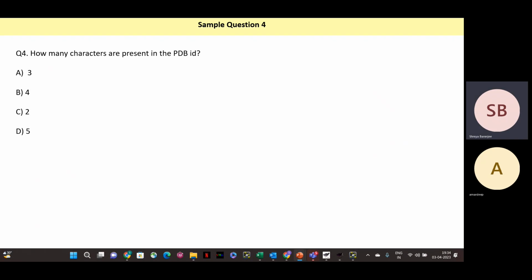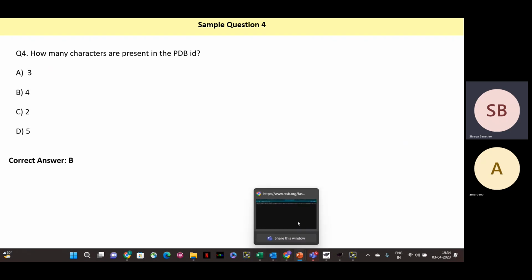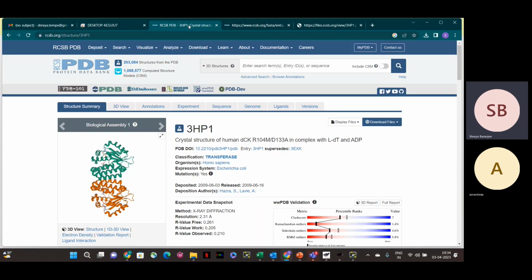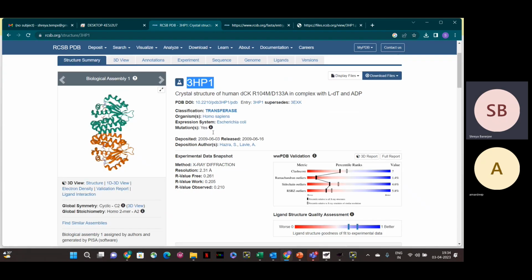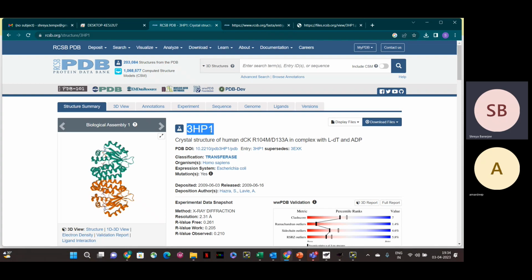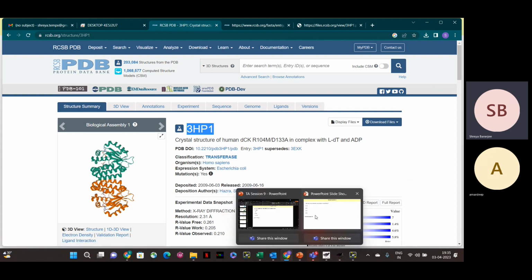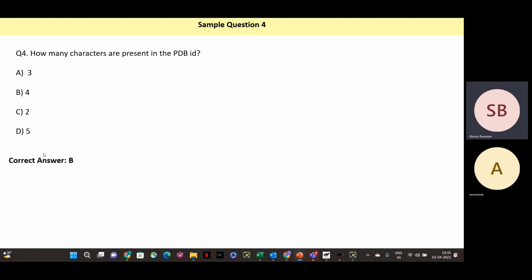Right, so the correct answer is 4. If we look at the PDB structure that we were studying, 3HP1 is the PDB ID. All PDB IDs like this have 4 characters. The first one is a number, and the next 3 can all be letters, or 2 letters and 1 number. But overall, it consists of 4 characters. So the PDB ID always consists of 4 characters. So the correct answer is B.